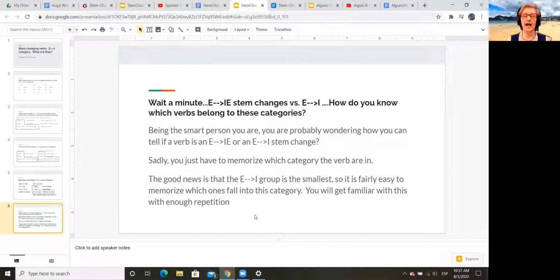Okay. So here's the one thing you can say with a certain amount of certainty. The category of E to IE, like entiendo, like la película empieza, is much, much bigger in Spanish. There are many, many more verbs that have an E to IE stem change. So if you just know the verbs that are E to I's, that's how you know. It's a memorization thing. But that E to I category of verbs is a very small one. So it's not too tough to get familiar with them because they're just a tiny subset compared to everything else.